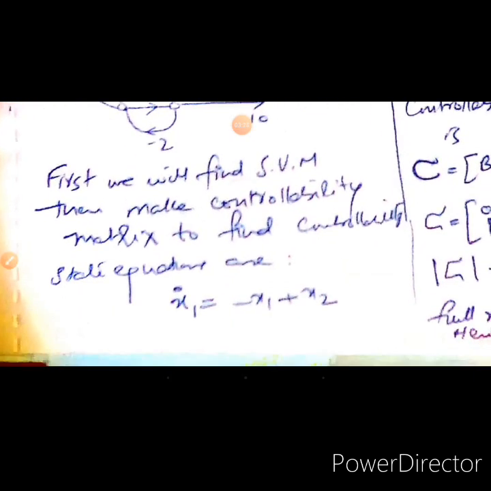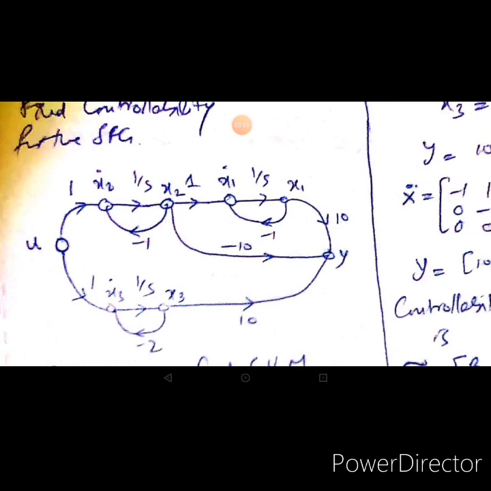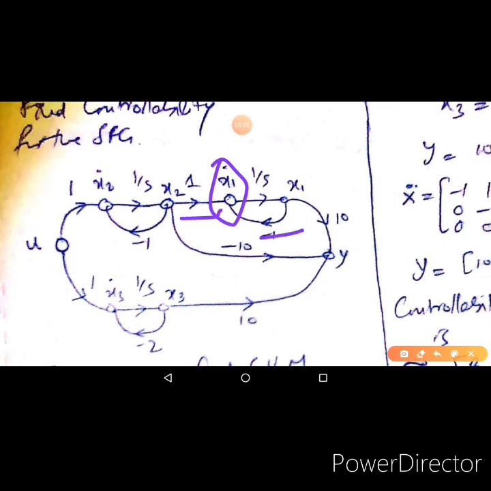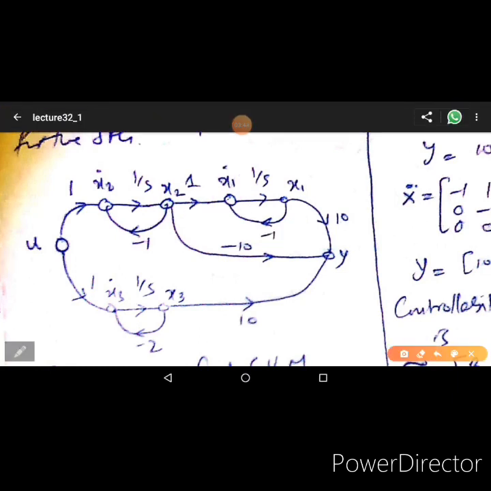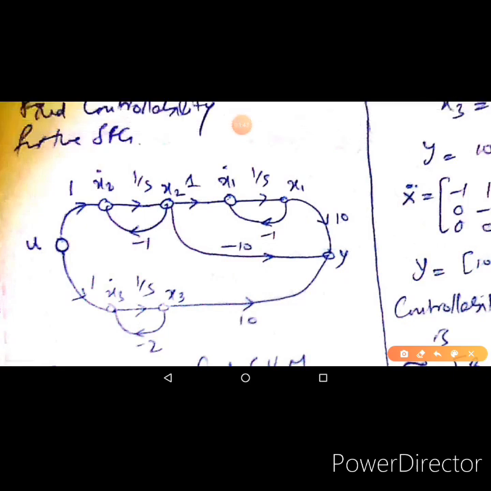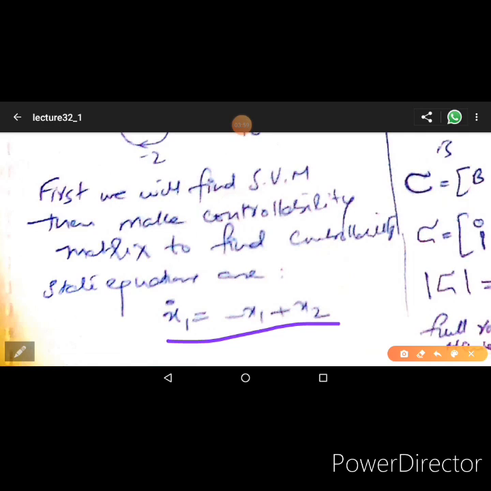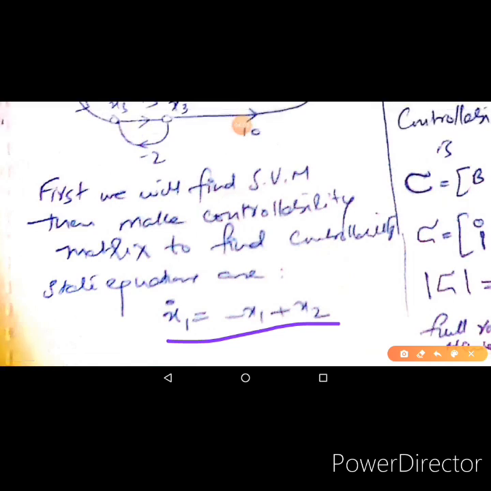If you look at the signal flow graph, this is our x1 derivative, and that is equal to the signals coming from this branch and from this branch. So logically, the equation for x1 derivative would be x2 minus x1. That is exactly what we have written over here. As you can see, x1 derivative is equal to x2 minus x1, straight from the signal flow graph.